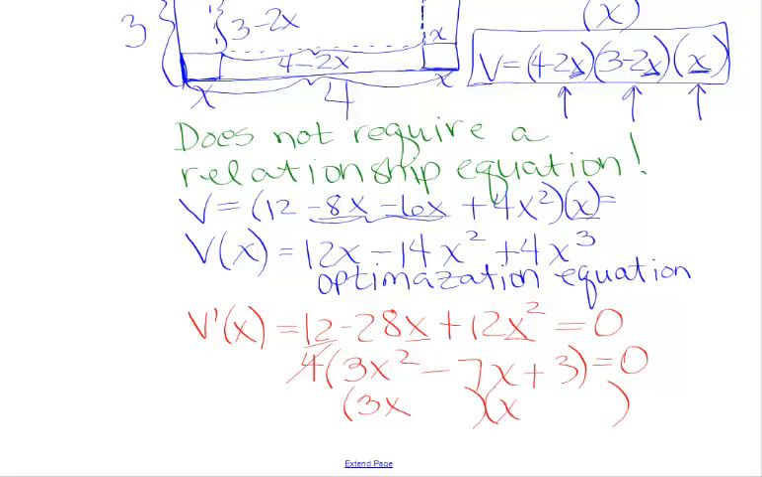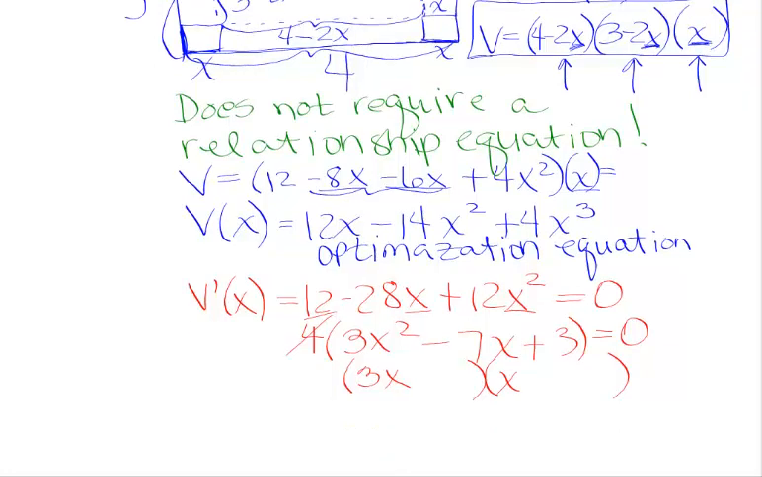Now, I need a minus 7 and a plus 3. So I'm going to have a 3 and a 3. How am I going to get a minus 7 and a plus 3? I don't believe that, frankly, is going to factor very nicely for me.